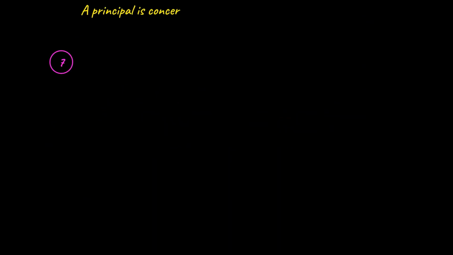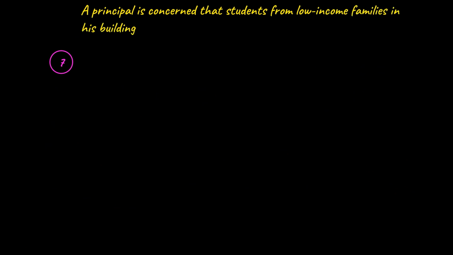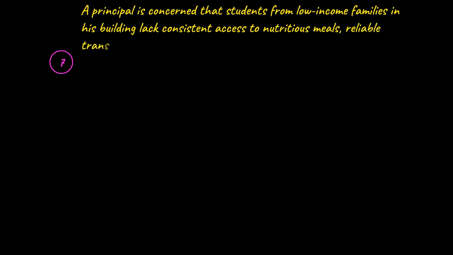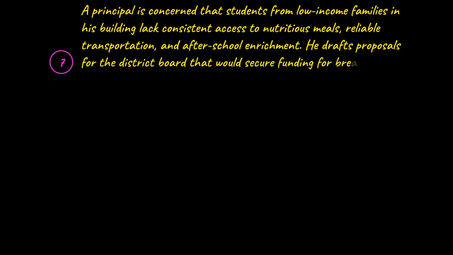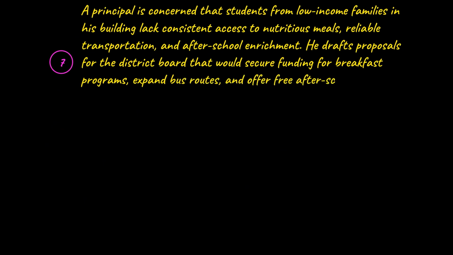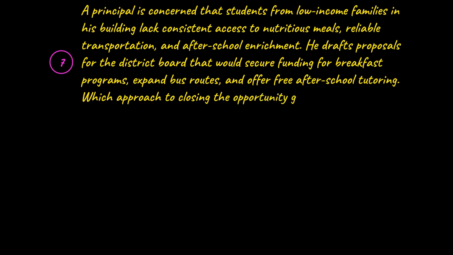Question 7. A principal is concerned that students from low-income families in his building lack consistent access to nutritious meals, reliable transportation, and after-school enrichment. He drafts proposals for the district board that would secure funding for breakfast programs, expand bus routes, and offer free after-school tutoring. Which approach to closing the opportunity gap is the principal taking?